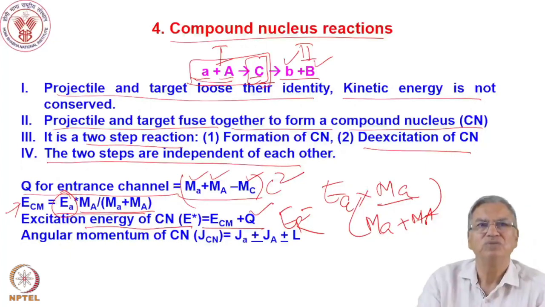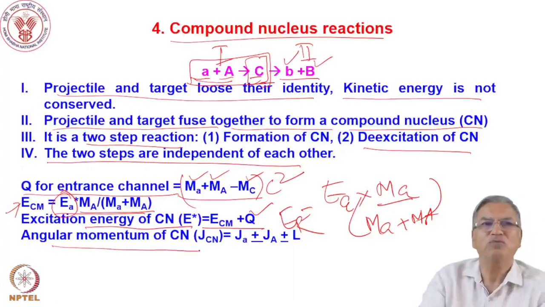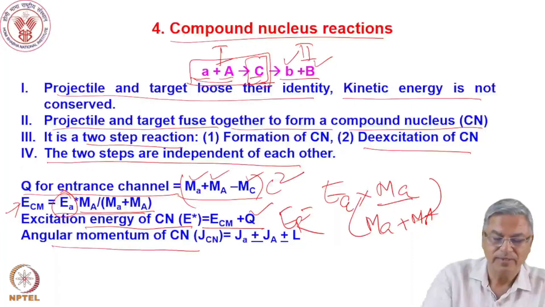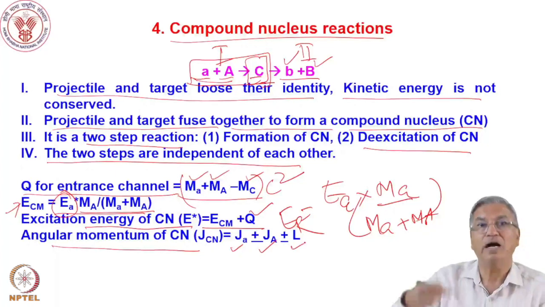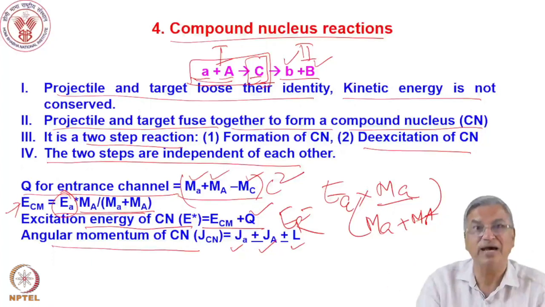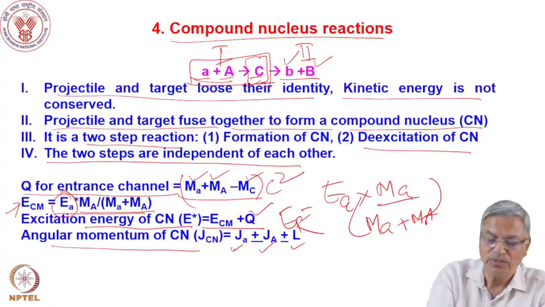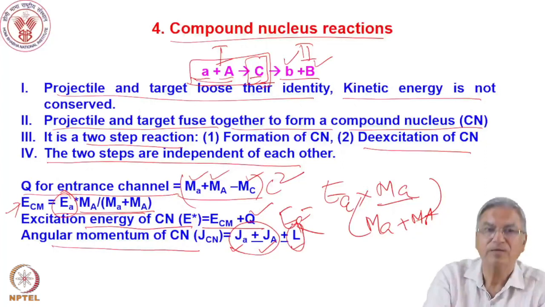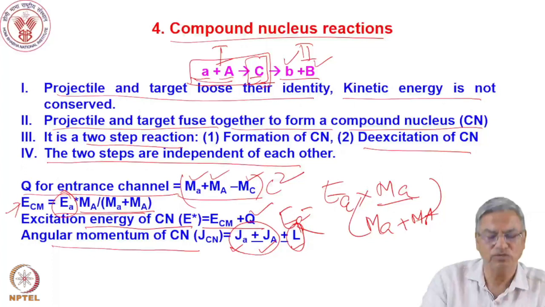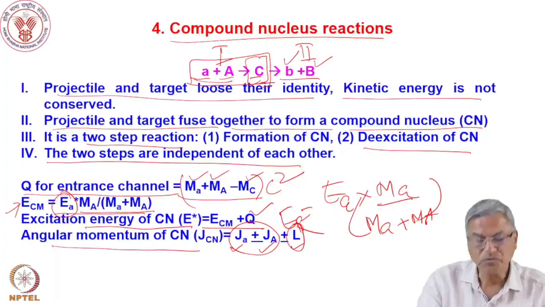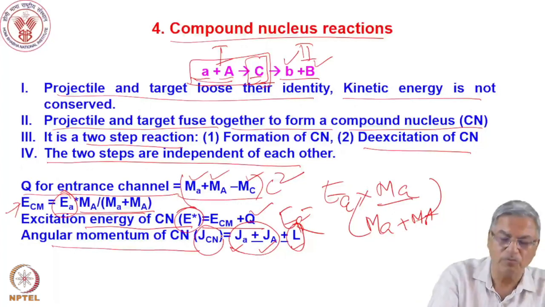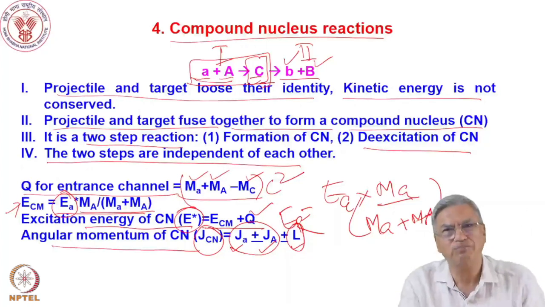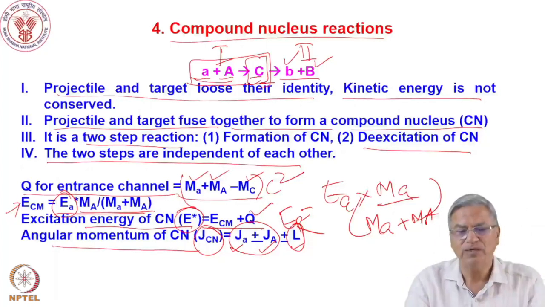Another important property of the compound nucleus is its angular momentum, which is the projectile spin plus target spin, and the orbital angular momentum that the projectile brings in, the L value for a particular collision. So these are the spins, and this is the orbital angular momentum. They couple vectorially to give rise to a resultant angular momentum. So the decay of the compound nucleus depends upon the excitation energy and the angular momentum. These are the two important properties of the compound nucleus that will govern how the nucleus will decay.